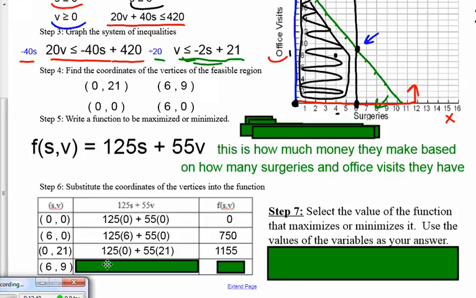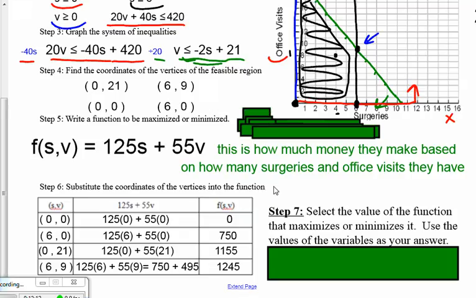Our last possible combination would be if we did 6 surgeries and 9 office visits. When we do that, it's going to be 125 times 6 plus 55 times 9. Now 125 times 6 was this 750. 55 times 9 was 495. So if we add all that up, it's going to be $1,245.